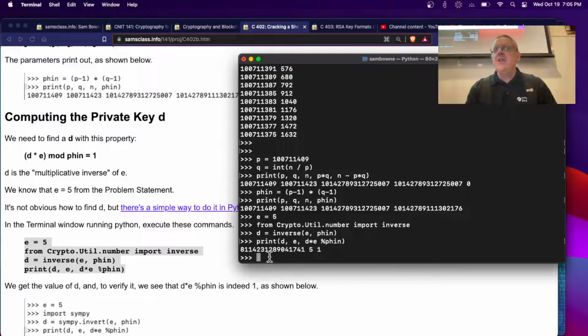That's the decryption key. Notice the encryption key is 5. The decryption key is this huge thing. That's what happens. The two of them multiplied together have to be 5. So by choosing E small, you know D is going to be big.